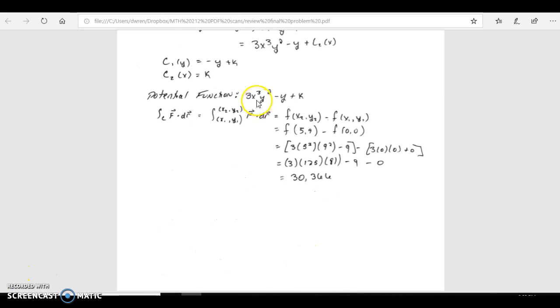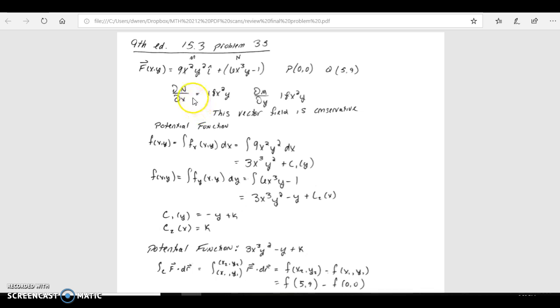So now that we have that, we can solve our line integral or calculate the work done by simply subtracting the function's value at point P from the function's value at point Q, which in this case is f of (5, 9) minus f of (0, 0). The k's will cancel, and so we just substitute our 2 points into the function 3x to the third y squared minus y. And in doing so, the function of (0, 0) is 0. So we calculate the final work done of 30,666 units of work.